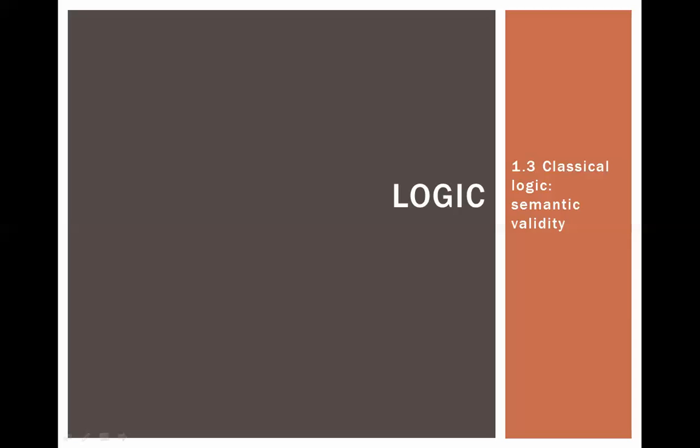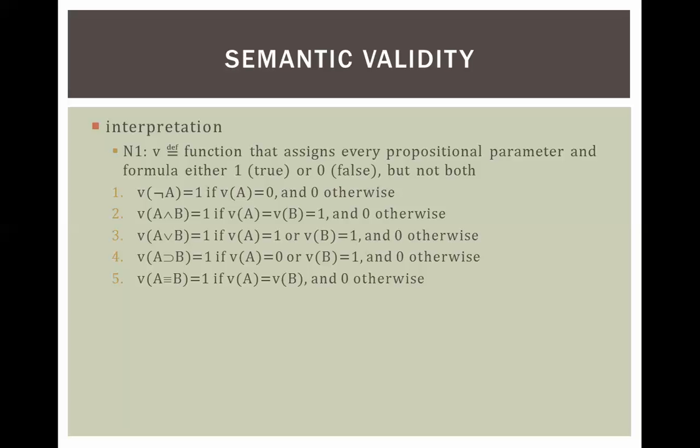All right, philosophy class, this is 1.3, classical logic, semantic validity. Remember, with semantic validity, what we're talking about is if you make all the premises true, can the conclusion be false? Not is the conclusion false, but can the conclusion be false? And if that's true, then you have an invalid argument.